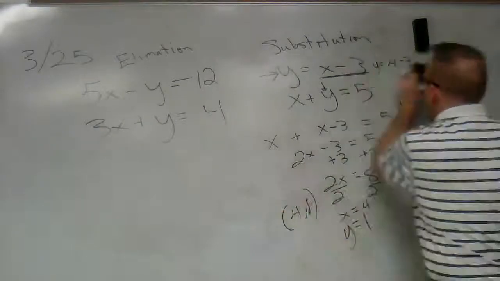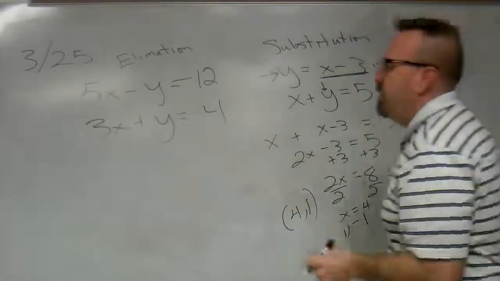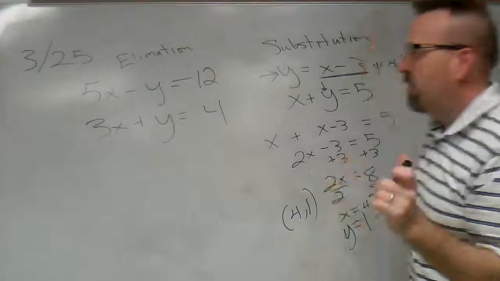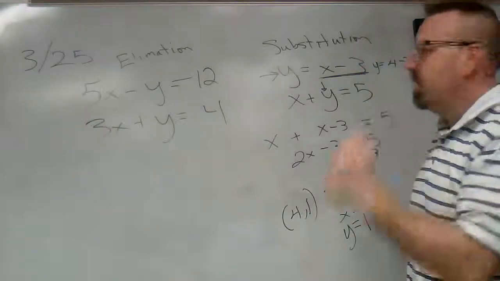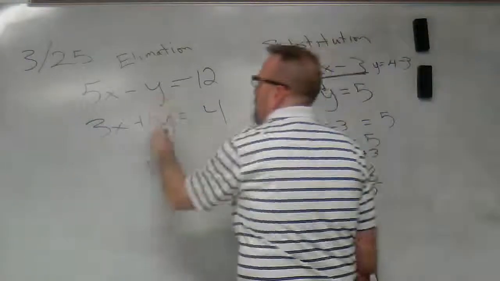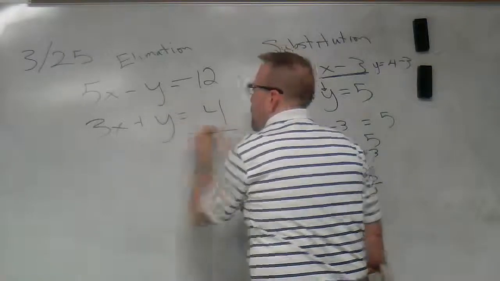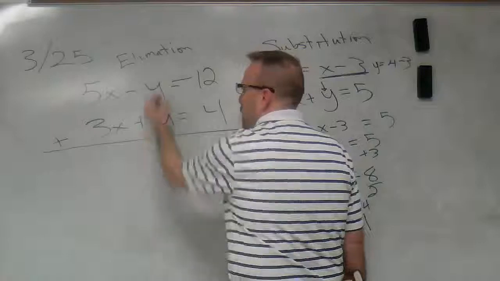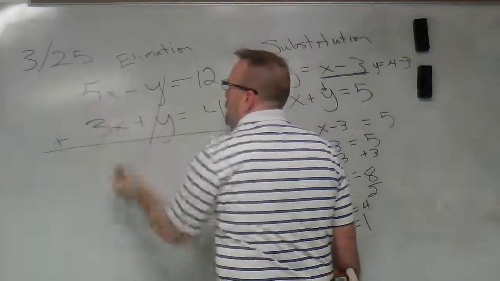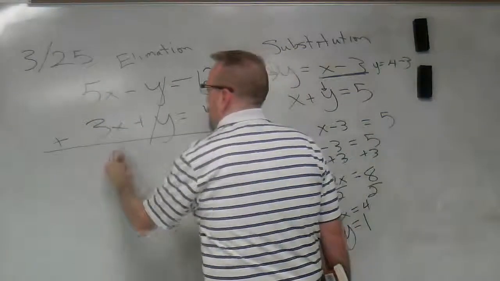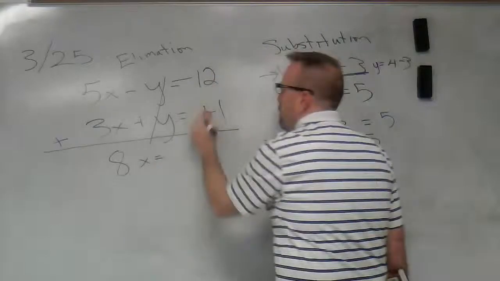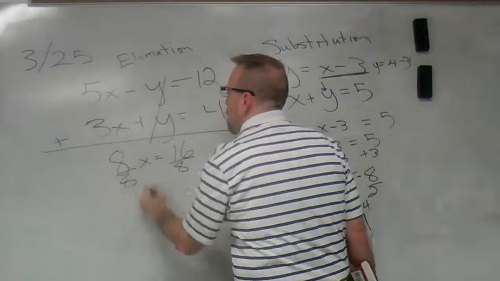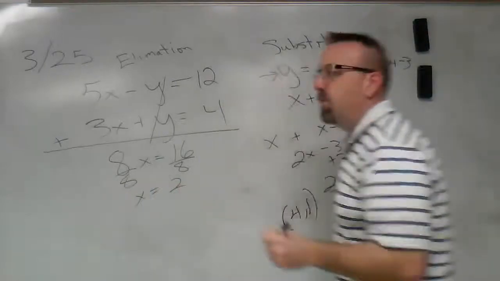For the elimination method, we want to look at whether we have two terms that are opposite, exactly the same but with opposite sign. In this case, we do. So we don't have to do anything besides add straight down, because y minus y would go away. 5x plus 3x would give us 8x. 12 plus 4 would be 16. We divide by 8. x is going to equal 2. So we have half of it.